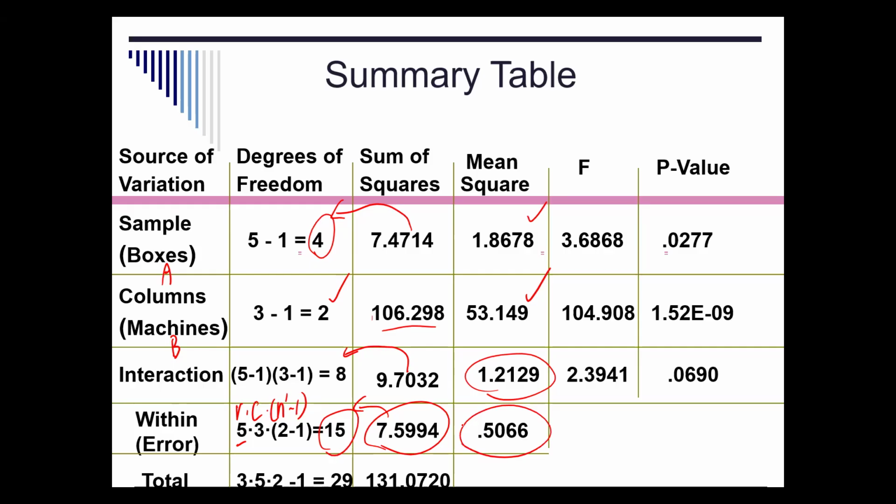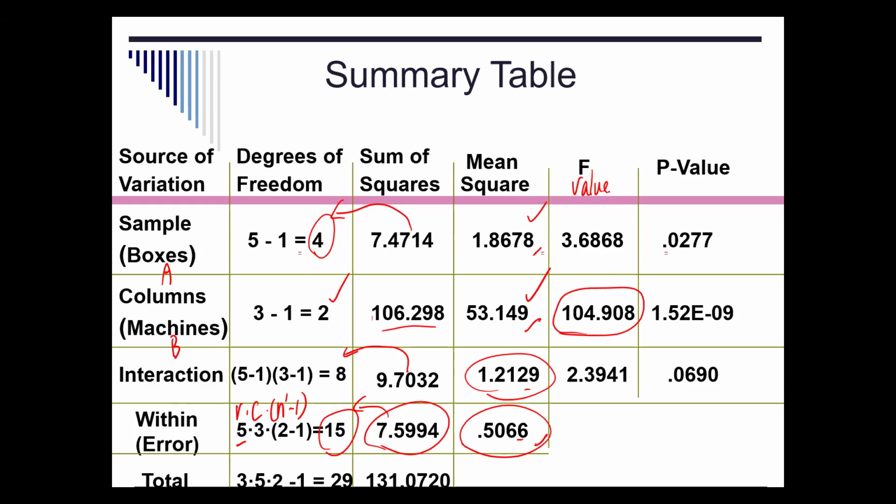0.5066. Now after that, we divide mean square for factor A by this, right? Now we get 3.6868. And then for factor B, dividing 53.149 by 0.5066, we get this number. And for interaction effect, you divide this number by 0.5066, and we get 2.3941. And those are the F values.